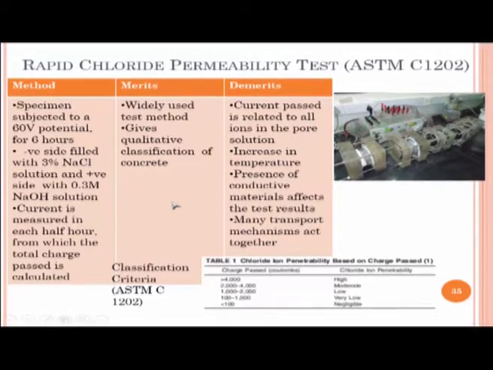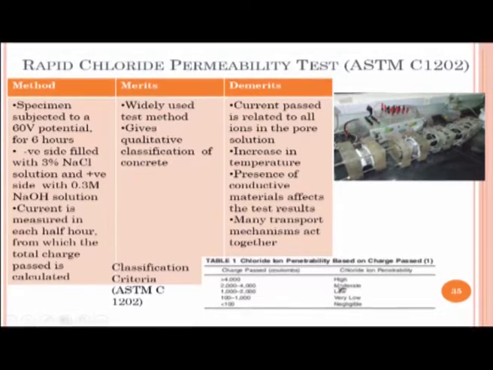This is probably the most widely used method anywhere in the world. Why? Because it's relatively quick. After the specimen is ready, your test takes only 6 hours. It gives a qualitative classification of concrete that you can use to distinguish between different types of concrete. Please remember, this is a qualitative classification. Now greater than 4000 is called high permeability.